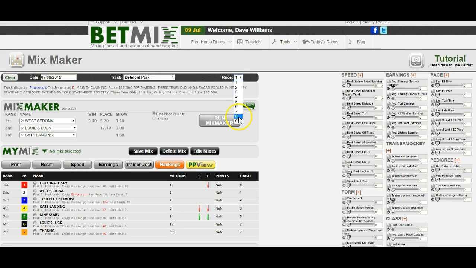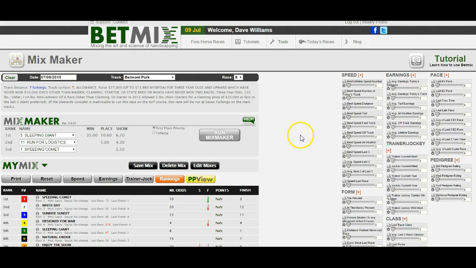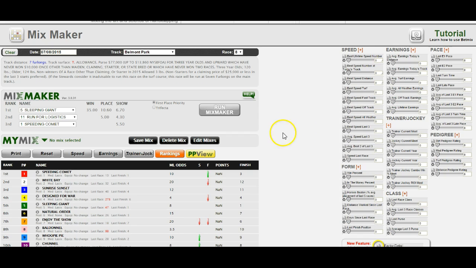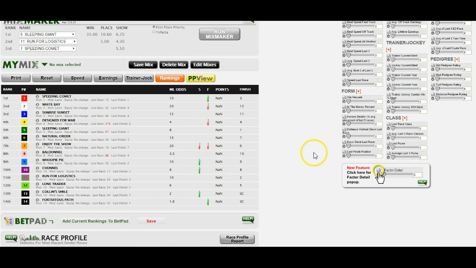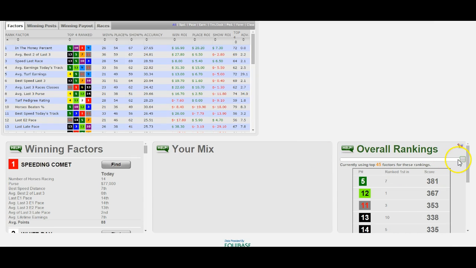You pick another race. Let's pick a race that's hopefully not a maiden race. All right. Well, here's a long shot. The 5 won and paid $35. Where was that 5 in the overall rankings? Well, in this particular case, he was ranked on top using 45 factors. Well, let's go down a little bit. Now this is interesting. The 5 is ranked on top from 1 all the way to 45. He stays on top the entire time.